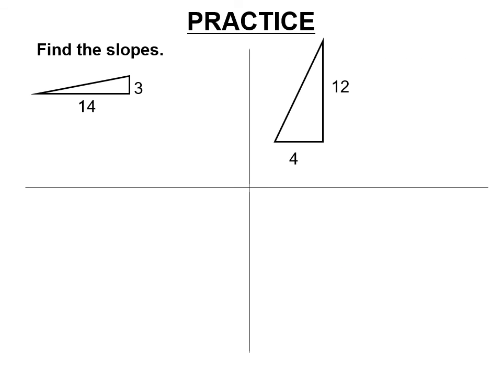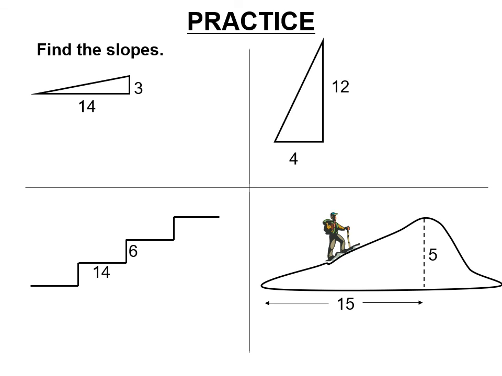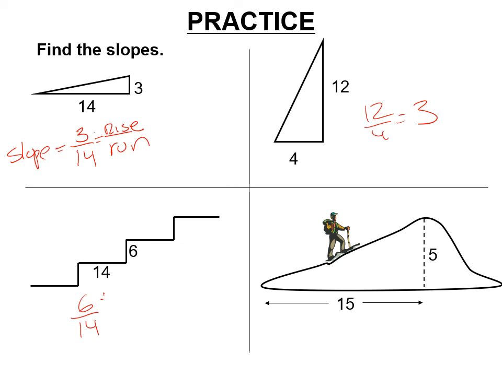So let's practice. All right, so this one is 3/14. What do we call the top number? The rise. What do we call the bottom number? The run. And when we put it together, we call it the slope. The slope here is 12/4, so you would never leave it that way, and you don't leave it 3/1. You say the slope here is 3. Here the slope is 6/14, but those are even numbers, so they can't possibly be the right answer. Yes, the slope of those stairs is 3/7.